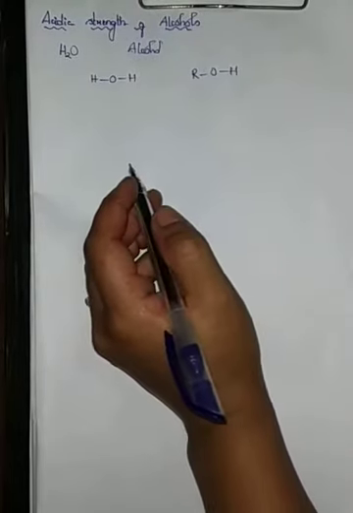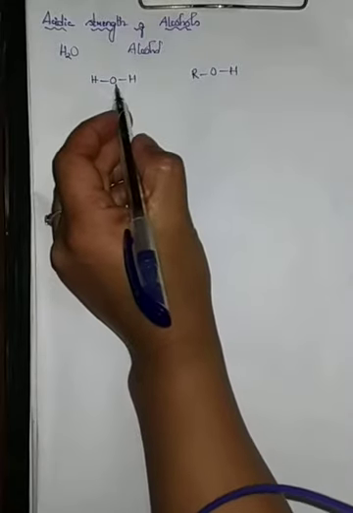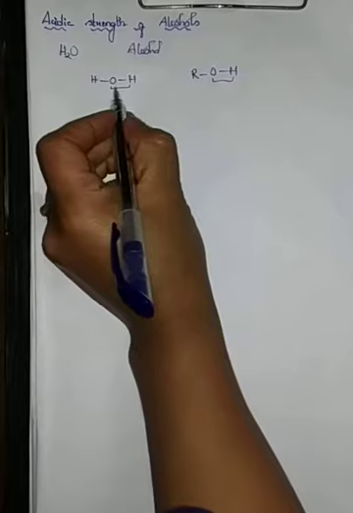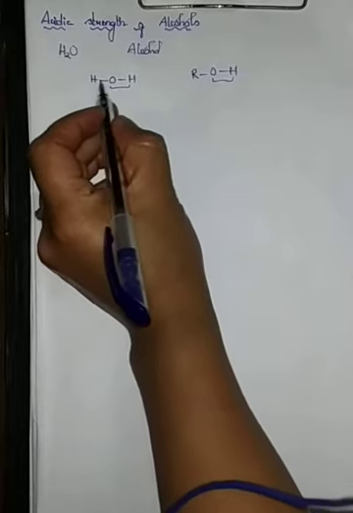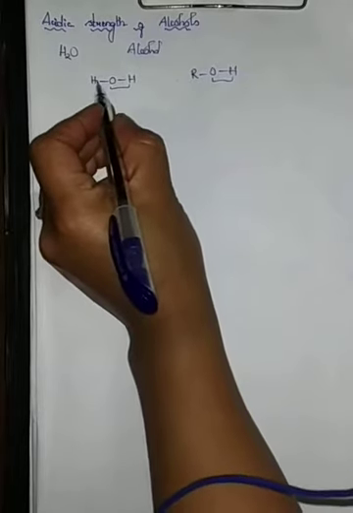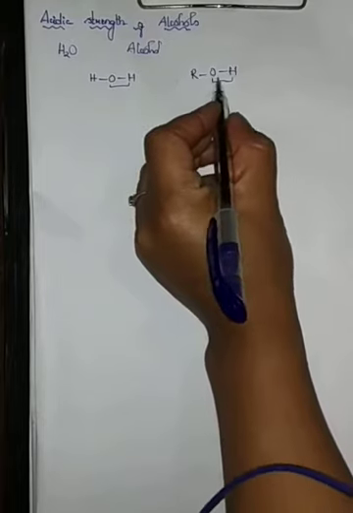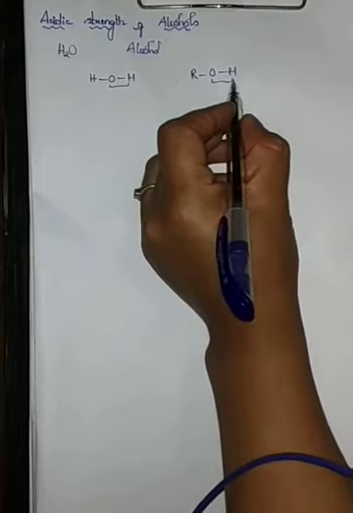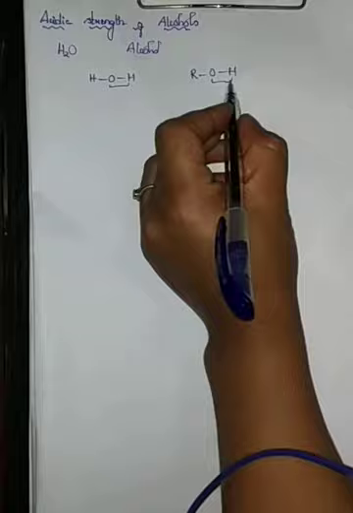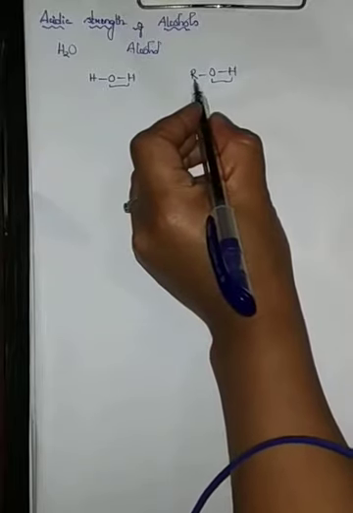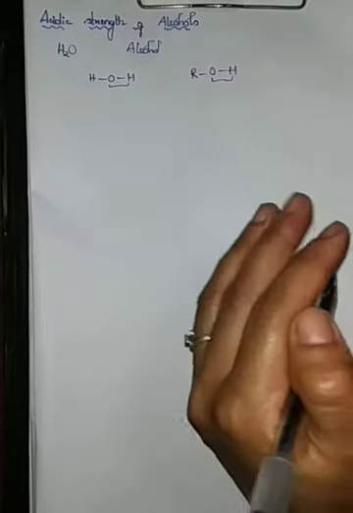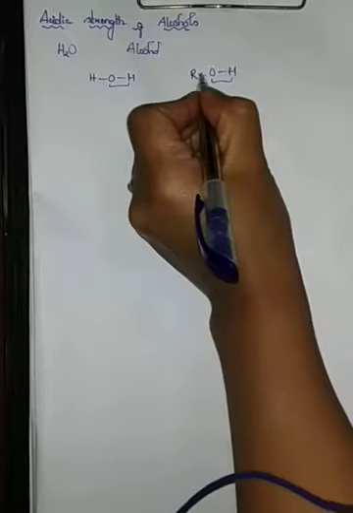Now, in a water molecule, let's take this OH bond. In a water molecule, the OH bond is attached to a hydrogen atom, whereas in an alcohol, the OH group is attached to an alkyl group. We know that alkyl groups are electron releasing groups.